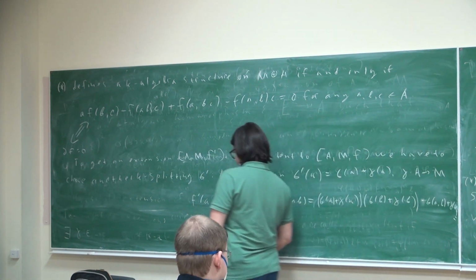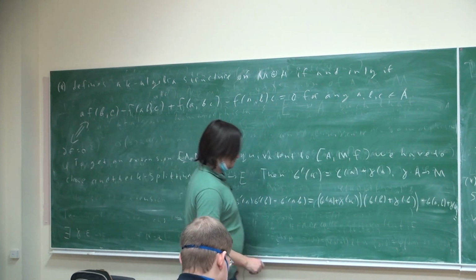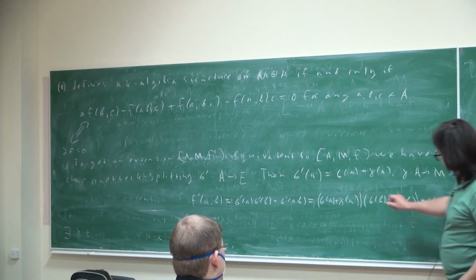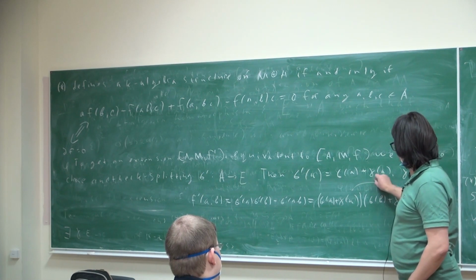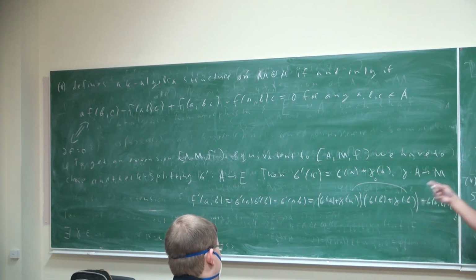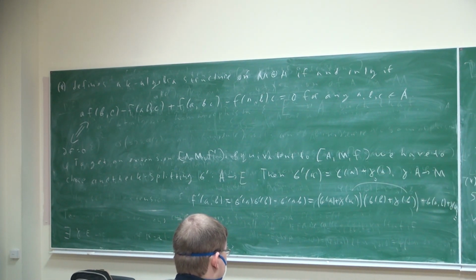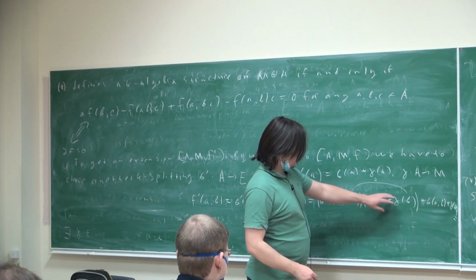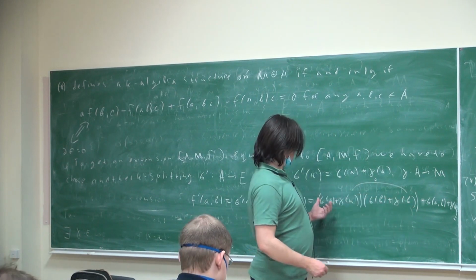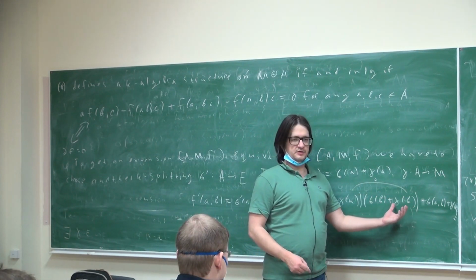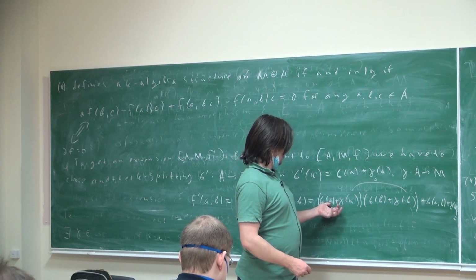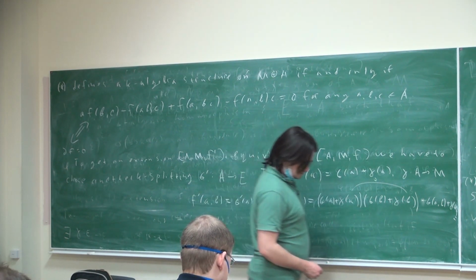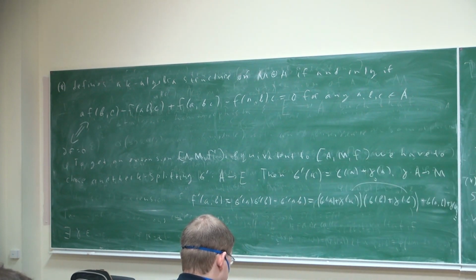So the product of gamma of A and gamma of B is zero because they both lie in M and M is a square zero ideal. The product of sigma of A and gamma of B is of course simply A times gamma of B, where this multiplication is the A-module structure on M.